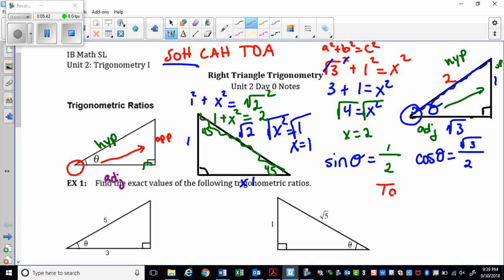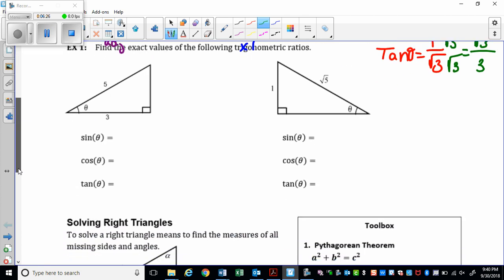And tangent is the opposite, which is 1. Oops, sorry, tangent of theta equals, let me just erase that, 1 over the adjacent, which is the square root of 3. Now, we never leave the square root of 3 in the denominator. We always have to rationalize our denominator. So I'm going to multiply the denominator by the square root of 3 and the numerator by the square root of 3. And then this is 1 times the square root of 3, which is the square root of 3. And the square root of 3 times itself is just going to be 3, whatever is underneath the square root. Okay? I'm going to let you guys try example 1.